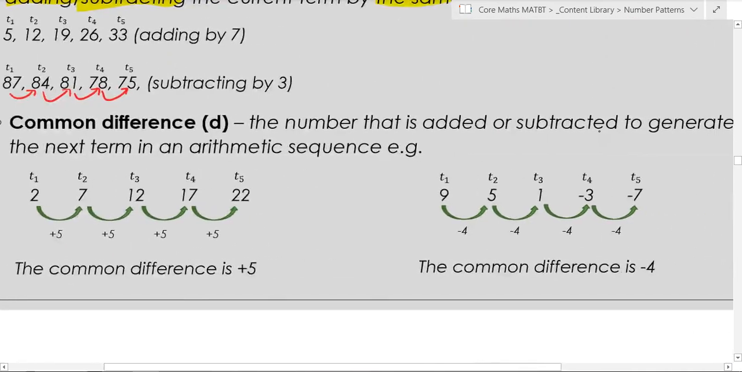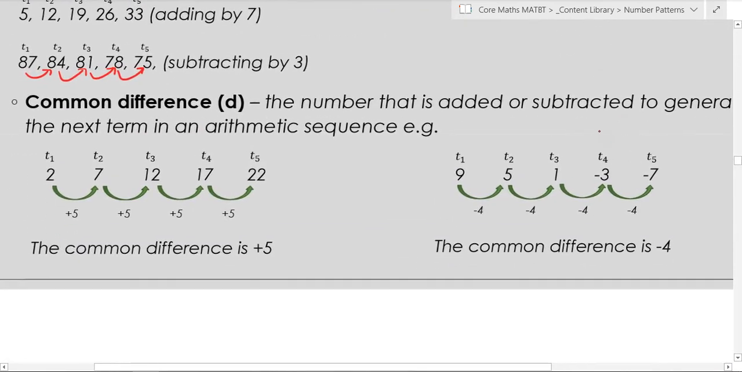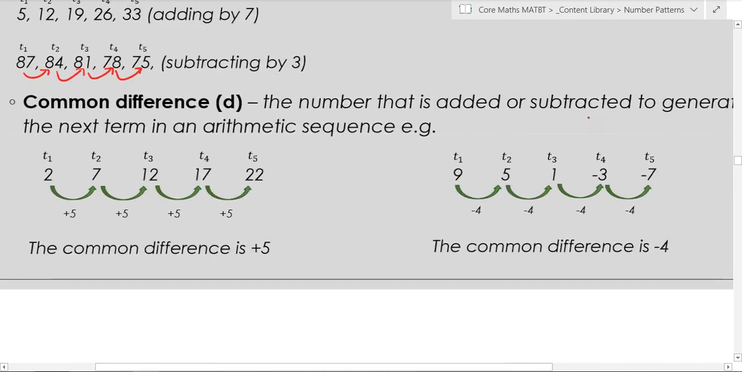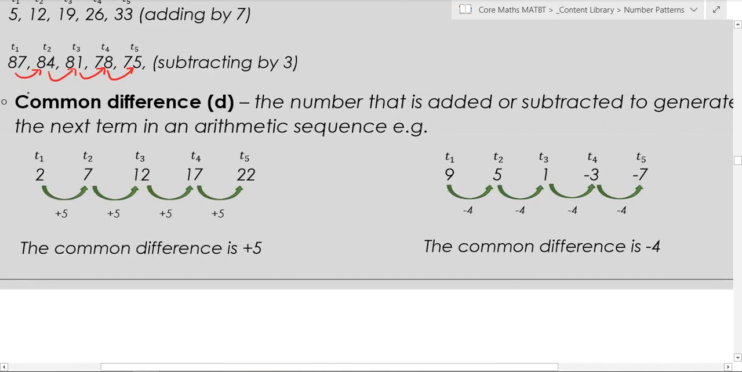The other term we're going to look into is the common difference. The common difference is the number that is being added or subtracted to get the next term. Basically we have a name for the number that you're either adding or subtracting. It's called the common difference. I'll highlight a few keywords here. It's the number that is added or subtracted, that same number, to get the next term. And it's only for arithmetic sequences, when you're adding and subtracting.